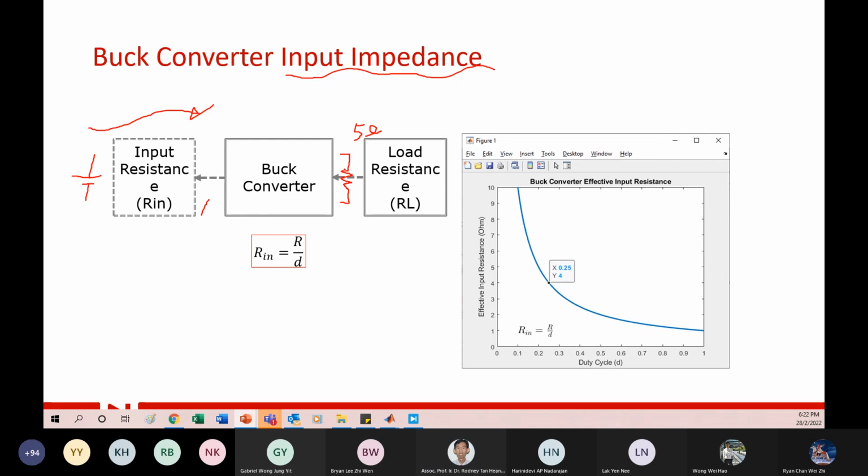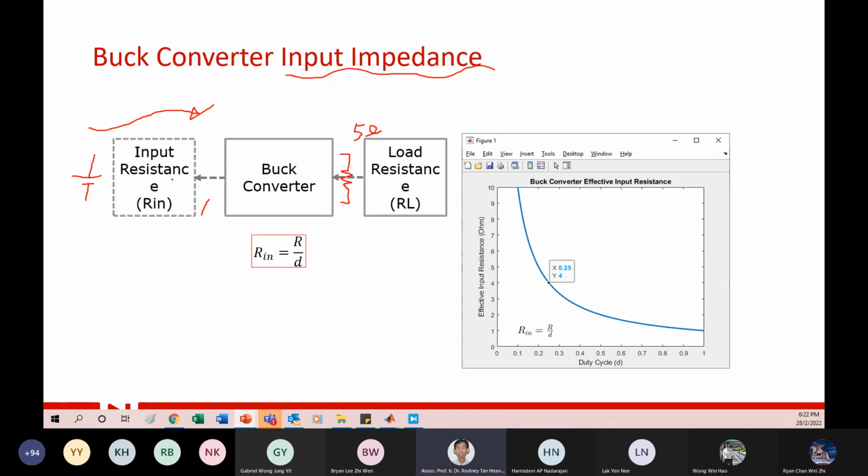That means you have a 5 ohm load here, but what your source sees is not necessarily 5 ohm. It's divided by, let's say, 0.5. Then you will actually see 10 ohm here, but your load is 5 ohm. The buck converter acts as a conversion, not just to convert the power, not just to bring down the voltage, but at the same time it changes its input impedance to fit the source.